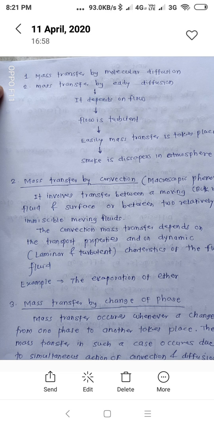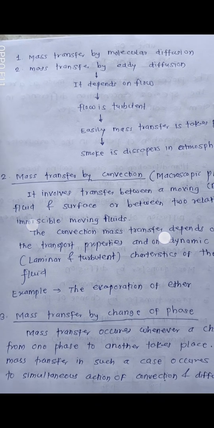So at the time of motion of the air, what will happen? The water vapors also move through that air. In this way mass transfer takes place. That is nothing but mass transfer by convection.